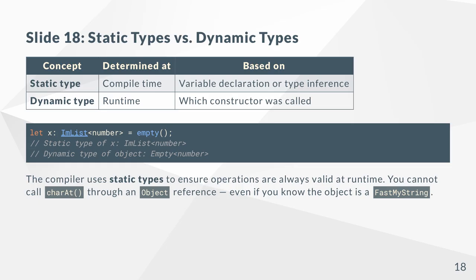Static type and dynamic type are determined at different times. The static type is determined at compile time based on the variable declaration or type inference. The dynamic type is determined at runtime based on which constructor was actually called. In our example, x has static type ImList of number, but its dynamic type is Empty of number. The compiler uses static types to verify that operations are always valid. The runtime uses dynamic types to dispatch to the right method implementation.